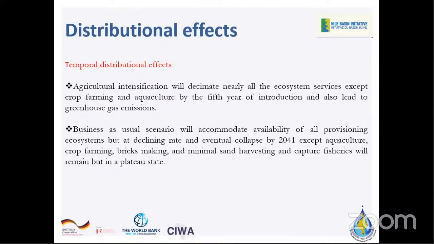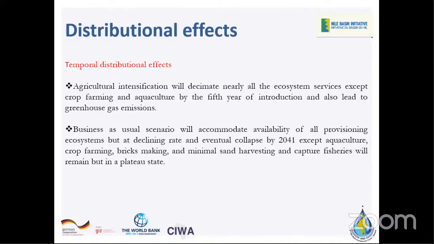Conservation will have ecosystem services in perpetuity because management within the generation led will be supervised. But for the status quo, business-as-usual scenario, based on the current trend of degradation of the wetland and the drivers of change, we see that by 2041, a number of ecosystem services, largely regulating services, will be non-existent.